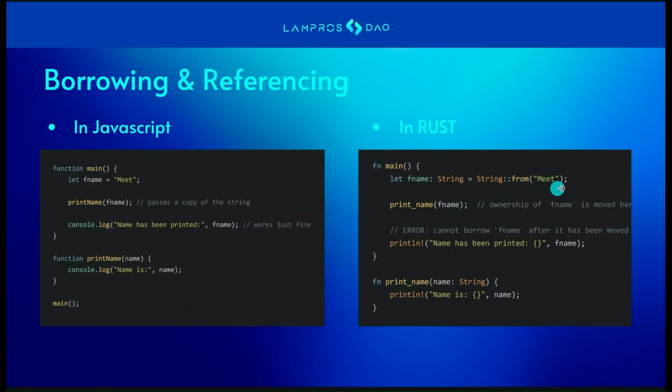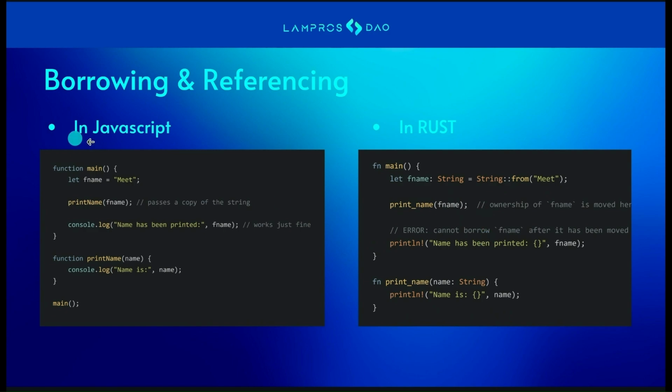It means the meet value of fname has been moved to the print_fname function. So if you are trying to access the meet value of the fname variable again from the same function, same scope, then it will give you an error, because meet's ownership has been moved to the print_fname function. So if you are trying to print meet from the print_fname function, then it will print it. But here, after moving, you cannot print it.